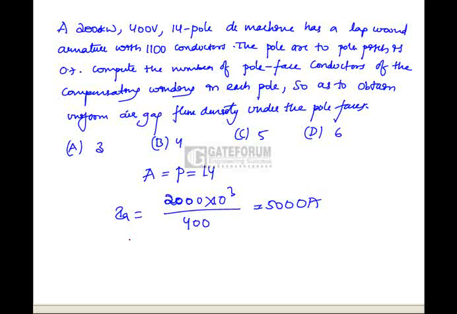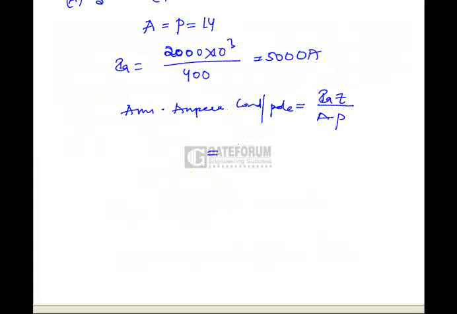Now armature ampere conductors per pole. That means for each pole, how many armature amperes, that means the mmf, is taking. Armature ampere conductors per pole is Ia into Z by A into P. From this, Ia we found as 5000, into the number of conductors given, 1100, divided by the number of parallel paths, which is equal to the number of poles. So this is 14 into 14.